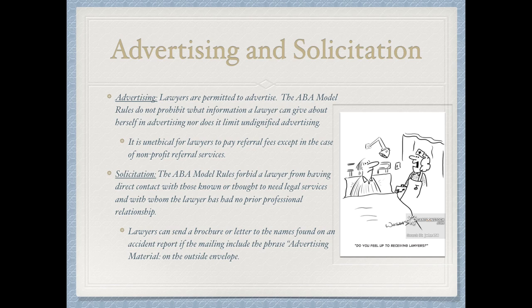Now, if you already had a professional relationship with that person and you happen to be driving down the street and you see them there, laying on the road waiting for the ambulance to come, you can get out. If you had a prior professional relationship, A, you want to see if they're okay. B, you can say, my goodness, it looks like you've gotten yourself into a situation here. That is okay. That contact is okay.